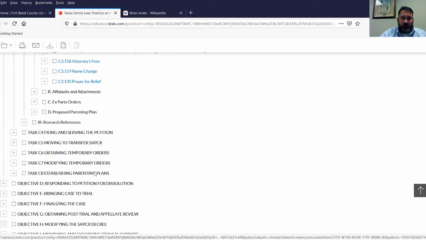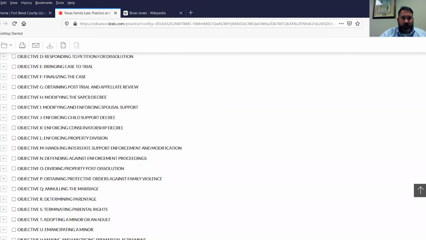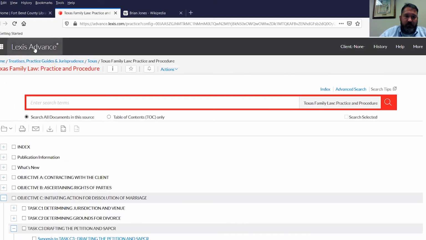It covers everything post-divorce, like enforcing the child support decree here, Objective J. That happens. People aren't doing what they're supposed to do in relation to child support, and the parent who's entitled to receive child support has to come back to the court and put their feet to the fire. So that's secondary resources.